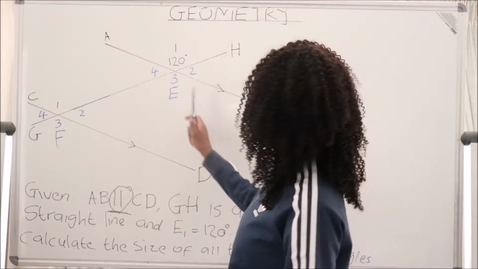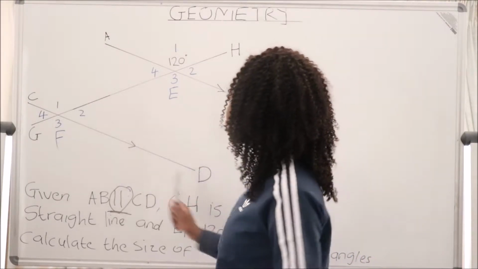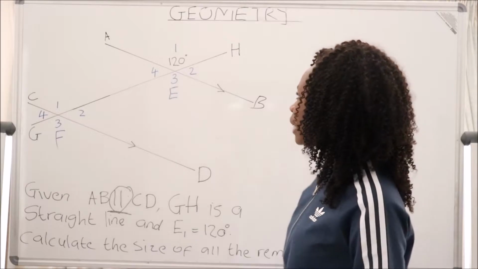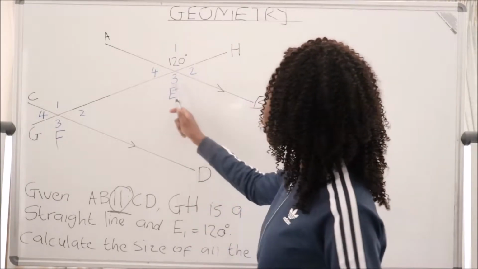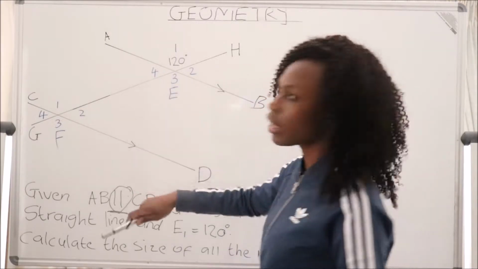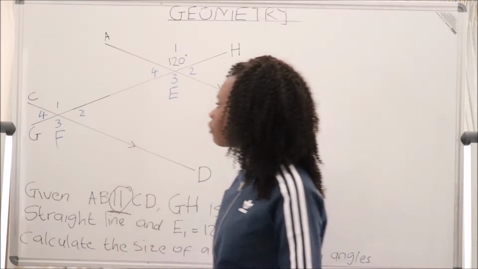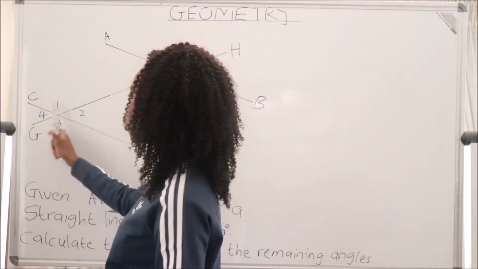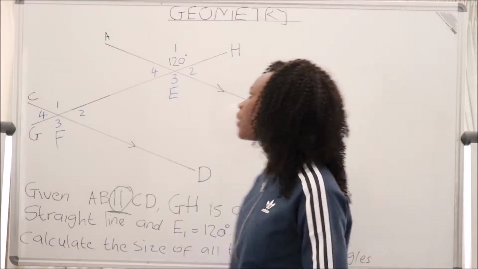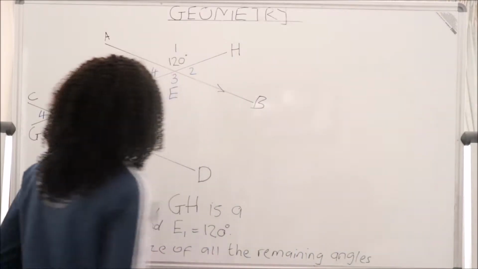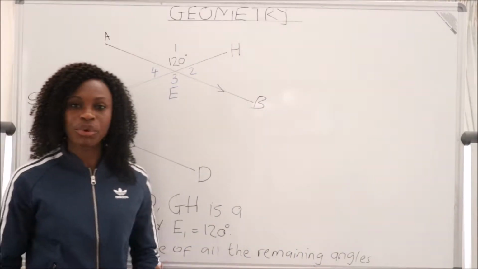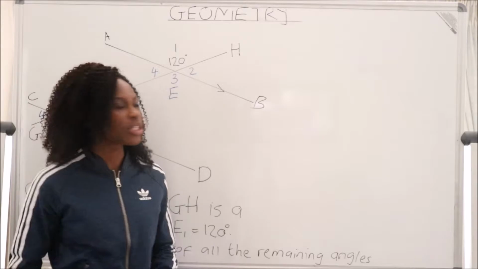So with this one, given that AB is parallel to CD and E1 there is 120 degrees, we are now asked to calculate E2, E3, and E4, since E1 we already have, and we are also required to calculate all the angles around the point F there. So now what we need to do is to apply the geometry that we already discussed in our previous lesson, which is yesterday.